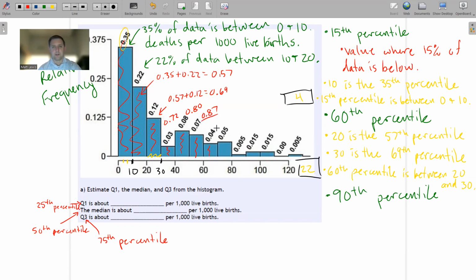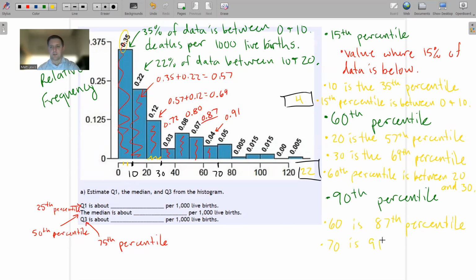Keep going. That 0.04 is added to the 0.87, so 0.91. Okay, so now I've gone past it. So just to do similarly to what I did before, 60 is the 87th percentile. And 70, of course, 70 being right here, is the 91st percentile.